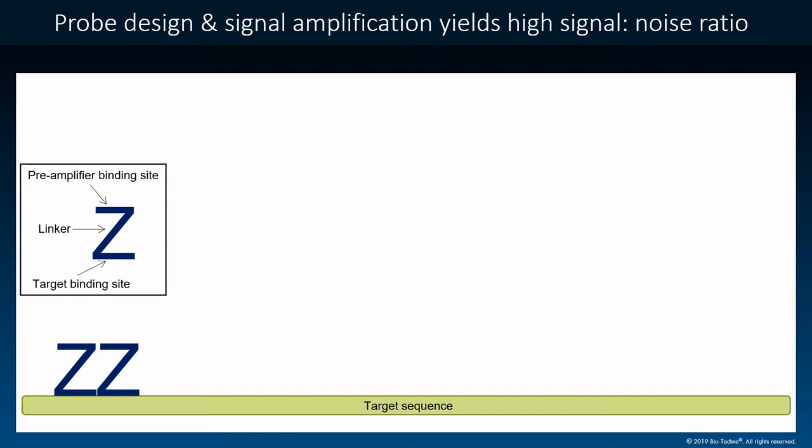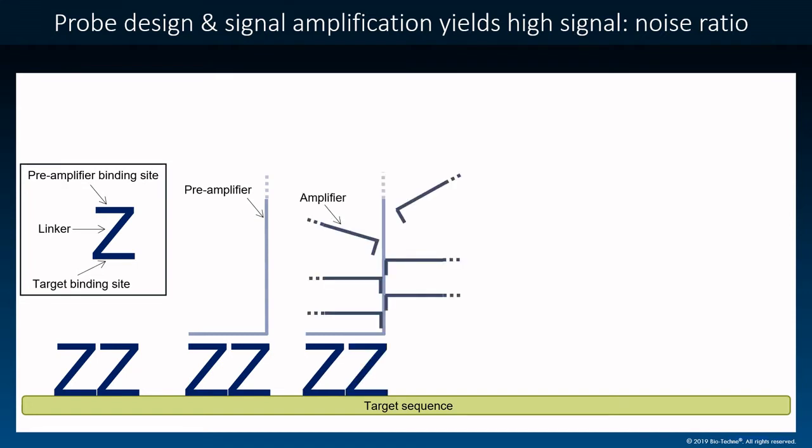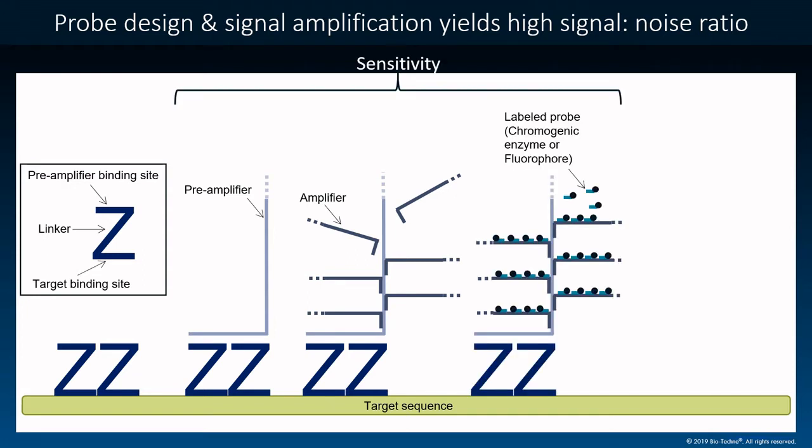When both these Z's hybridize in tandem to the target sequence, it creates a binding site upon which a preamplifier can bind and the amplification tree can be built. Now, after the Z pairs hybridize with the target RNA, the preamplifier binds to the top of the Z pair. And to this preamplifier, you can bind multiple amplifiers. And to each of these amplifiers, you can bind multiple label probes. This label probe contains either a chromogenic or a fluorophore that generates a signal detectable under a standard bright field microscope or a fluorescent microscope.